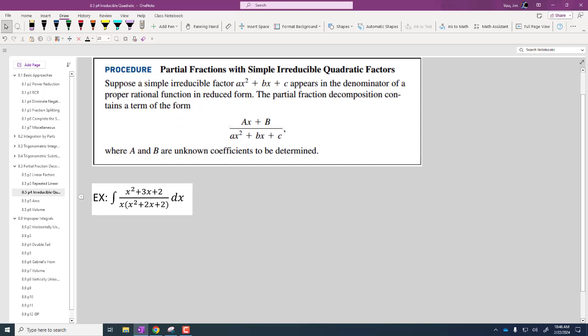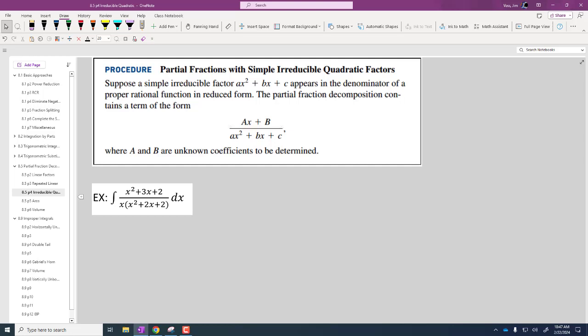Okay, so the last case. We only have 3 cases. We have a linear factor, we have a linear factor that has a multiplicity, and now we have an irreducible quadratic factor. Remember, an irreducible quadratic is a quadratic that can't be factored with real numbers. You have to use imaginaries.